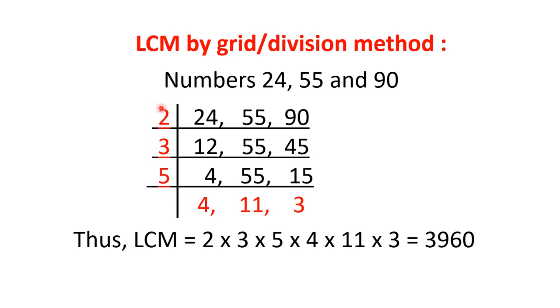What I do is I multiply all these L-shaped together. So LCM is 2 into 3 into 5 into 4 into 11 into 3 is equal to 3916. 3916 is the LCM of these three numbers. It saves a lot of time. You may find little difficulty initially, but once you practice it, you will become expert in this.